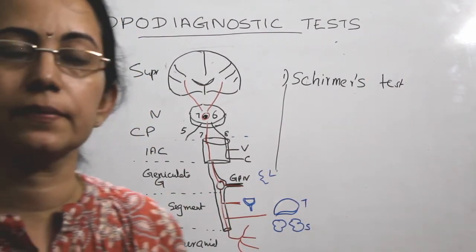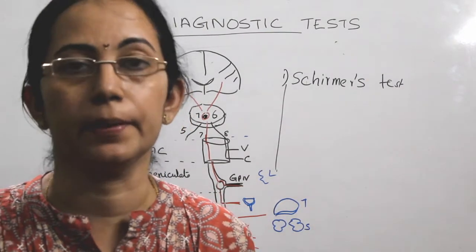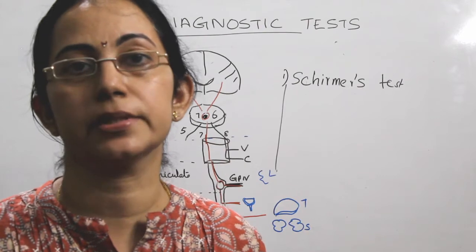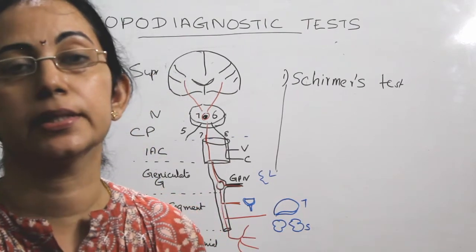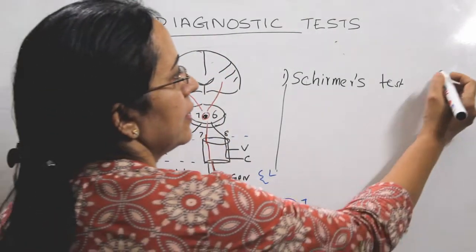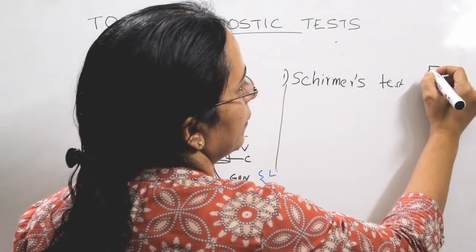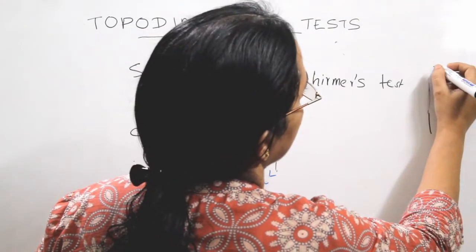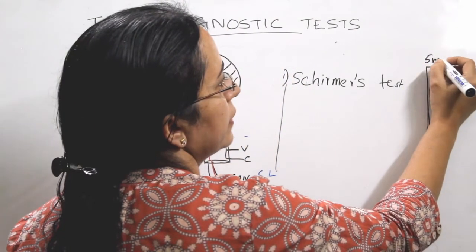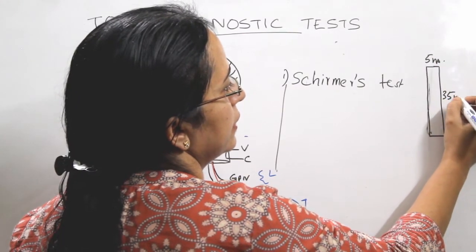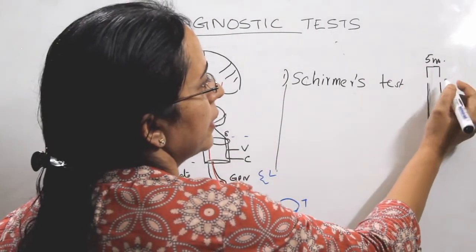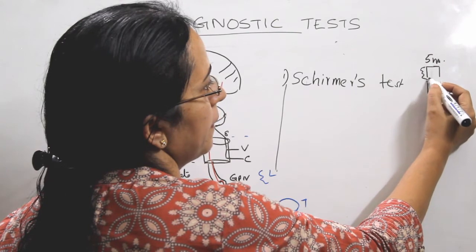And what is the test? We are putting a sterile filter paper into the lower conjunctival fornix. There are commercially available Schirmer's filter paper strips. It is number 41 Whatman strip. It is a filter paper strip of around 5 mm wide and 35 mm long.